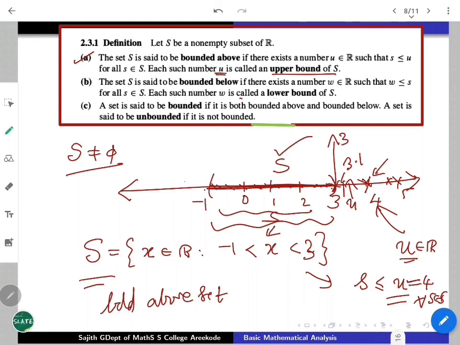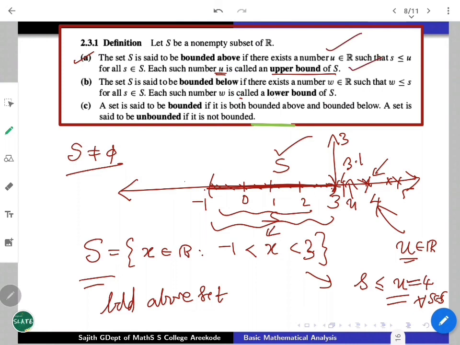But some specialities are there for 3. Remember, you can't tilt left to less than 3. 3 is an upper bound. Anything bigger than 3 is also going to be an upper bound. But nothing smaller than 3 is going to be an upper bound. That is important. We will give them a special name, the least of all upper bounds and so on. So that we'll look at later. So a bounded above set and an upper bound are given here.